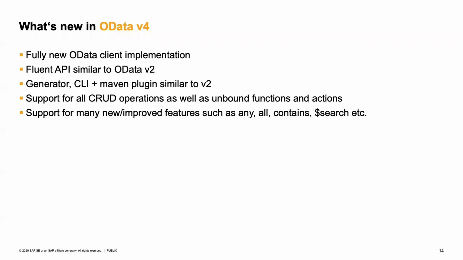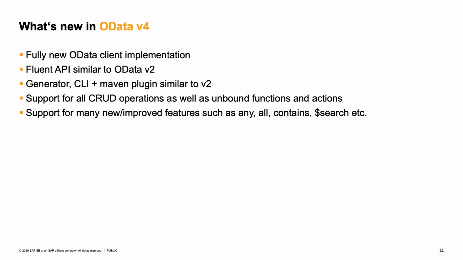All right, so what have we done with OData v4? There is a fully new OData client, which is underlying this implementation that you just saw in order to perform these requests. Then we have a Fluent API, which is very similar to the OData v2 API. And that is also the reason why I just showed it, because for a v4 service, it will look very much similar. However, with more capabilities, obviously.